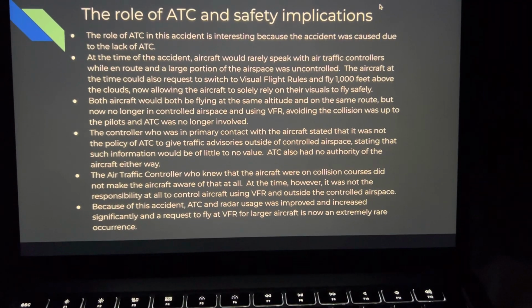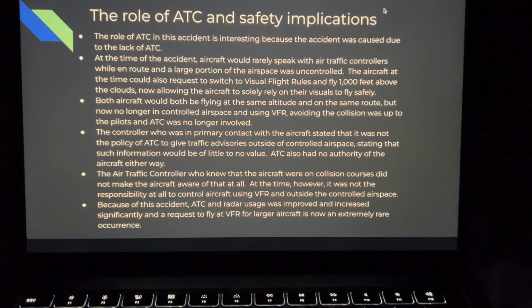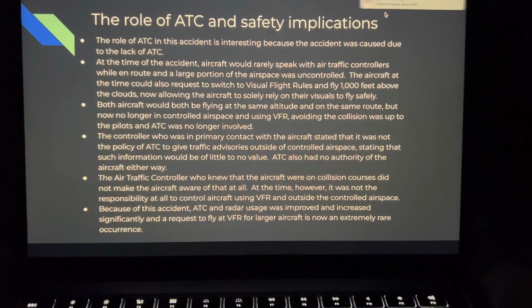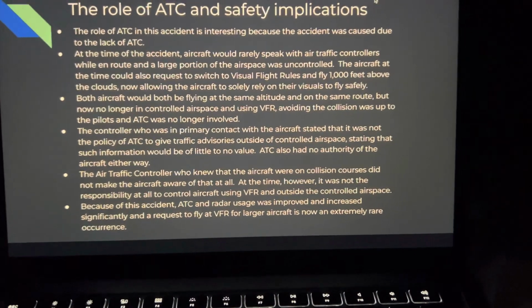And because of this accident, ATC and radar usage was improved and increased significantly, and a request to fly at VFR for larger aircraft is now an extremely rare occurrence.